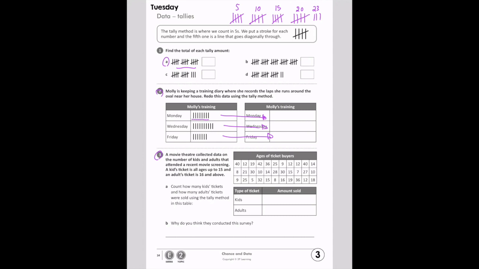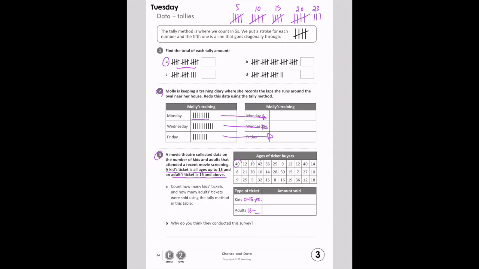So these are the ages of the ticket buyers. We have somebody that's 40 years old, 12 years old, 19 years old, 42 years old. Okay, so remember, a kid's ticket is from all ages up to 15. So basically 0 to 15 years old. Okay, you would be buying a kid's ticket. An adult's ticket is anyone who is 16 and above. So anybody who's 16 to however many years old.